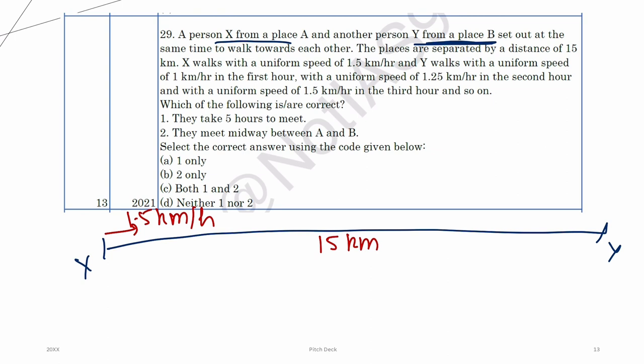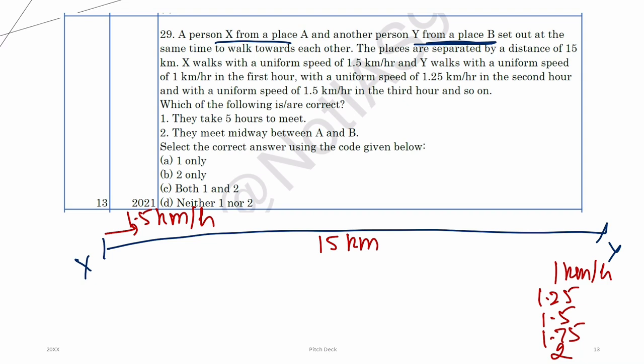Y is walking at a speed of 1 kilometer per hour for the first hour, then 1.25 kilometers per hour, then 1.5, then 1.75, then 2, then 2.25, and so on. I hope it is clear how the speed is changing for Y.